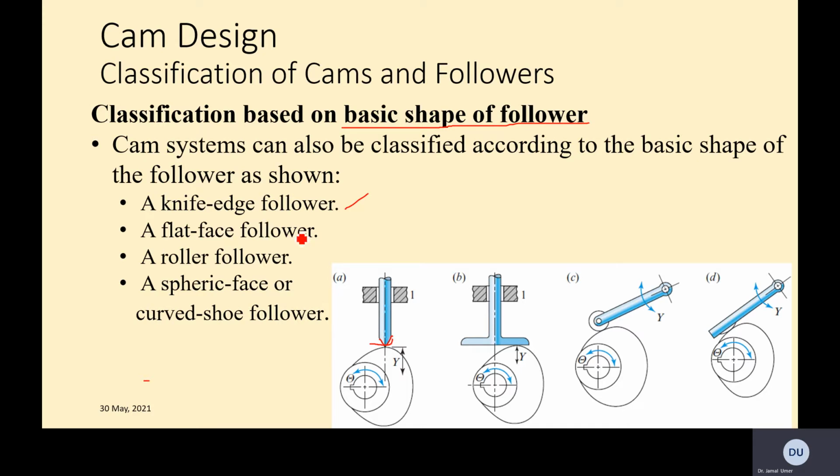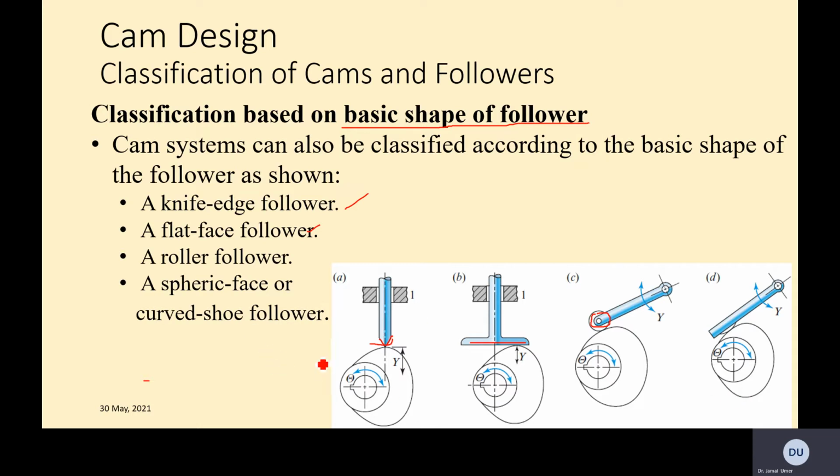And then we have a flat face follower. So this is a flat face. We are not concerned about the cam here, it's just the classification of the follower we are talking about. Roller followers are also very common in some equipment. So we have a roller over here. You're reducing the friction basically, because a knife edge or flat surface is pure sliding, whereas this is rolling. So you reduce the frictional losses.